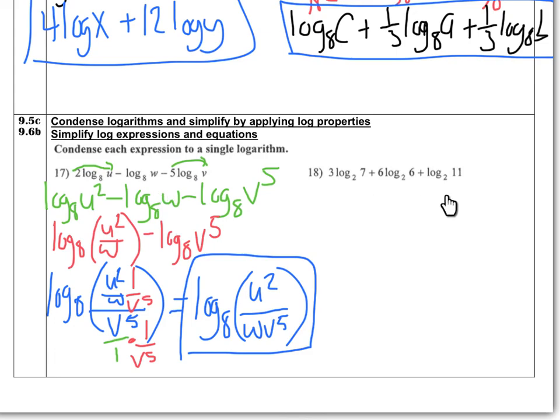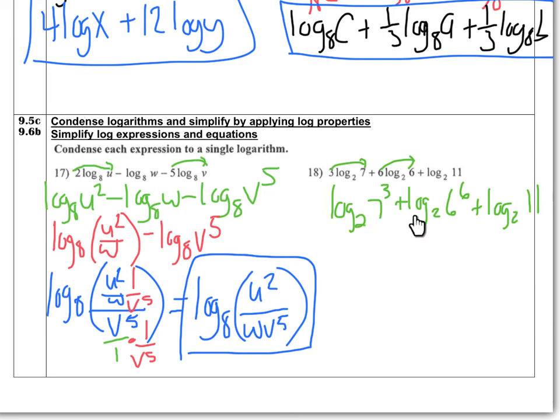Now the last one is a little bit more lighthearted. Let's bring any of these coefficients forward into exponents. So the 3 comes back up and this 6 comes back up. That would give us log base 2 of 7 cubed plus log base 2 of 6 to the 6th plus log base 2 of 11 still.